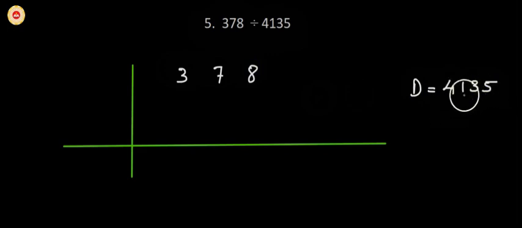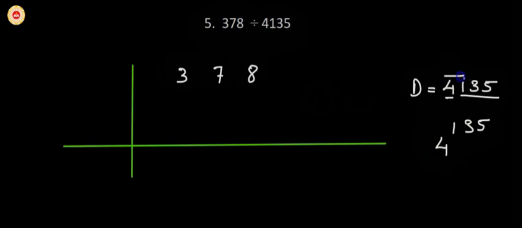4135. Let us bifurcate the given divisor into 2 parts. This is the first part and this is the second part. 4 is the actual divisor and 135 is the flag. There are 3 digits in the flag and only 1 digit we are going to use as an actual divisor. See friends, the choice is yours.